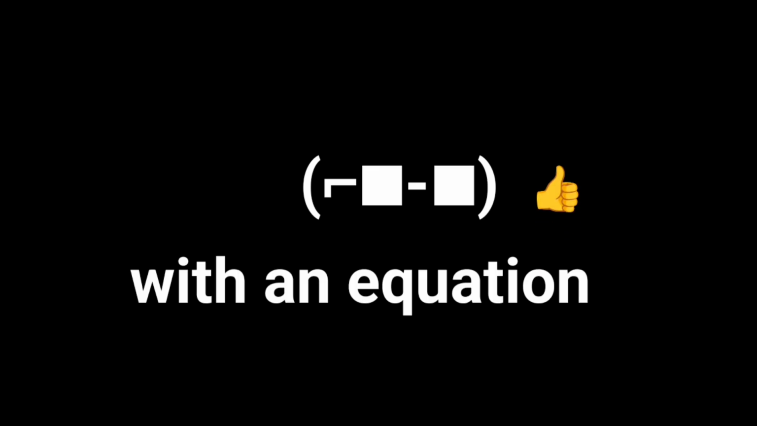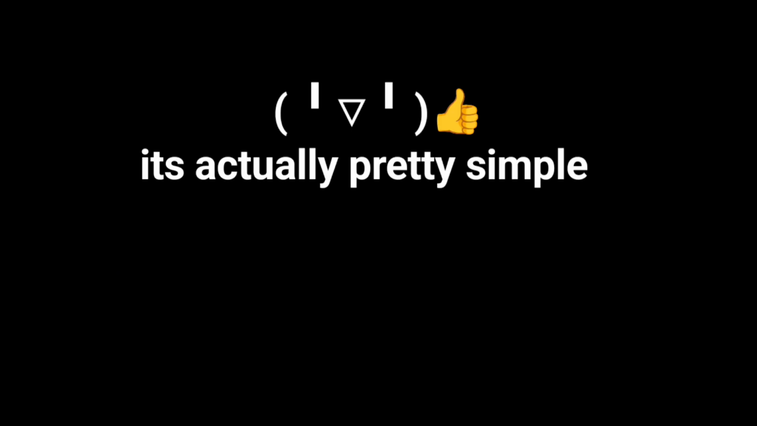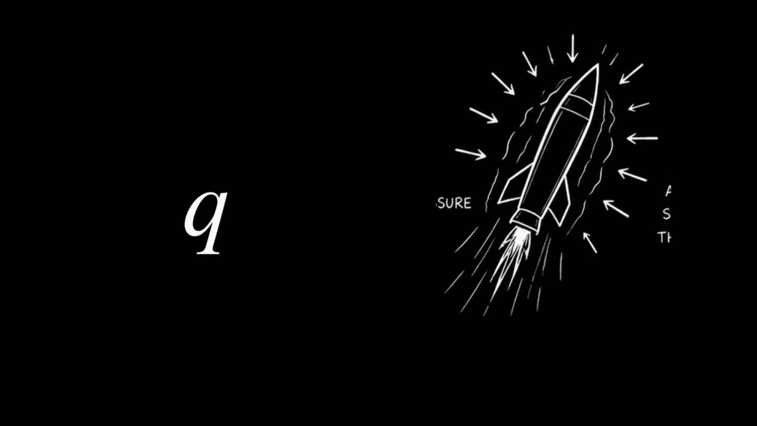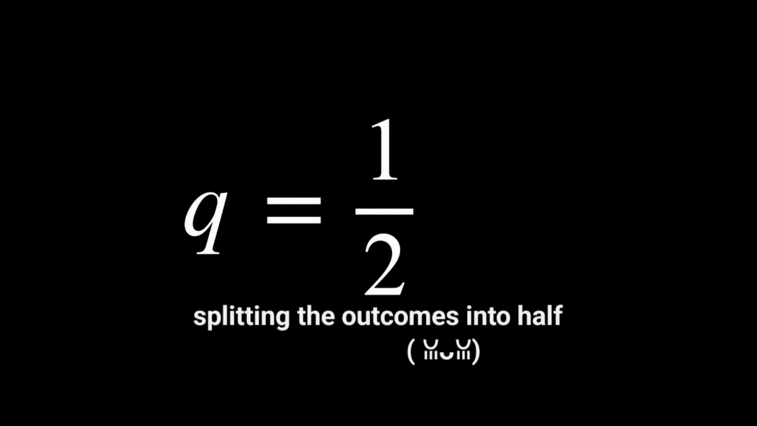Now let's understand it a bit deeper with an equation. Q equals half rho V squared. Whoa, wait, it's actually pretty simple, don't worry. So Q is the dynamic pressure acting on the rocket from the air, and half means nothing but splitting the outcome into half. It's just a constant, don't worry about it.